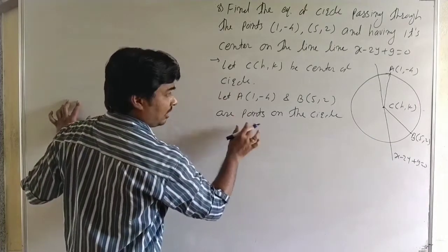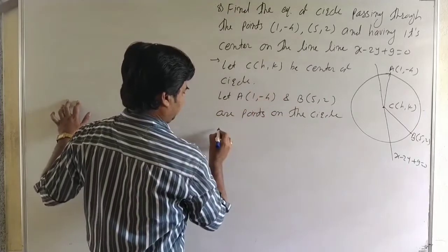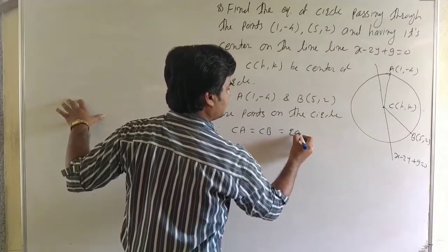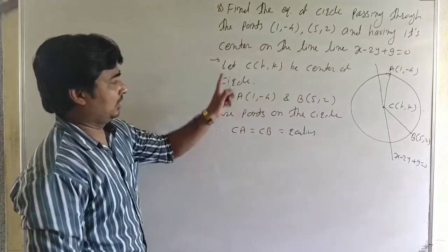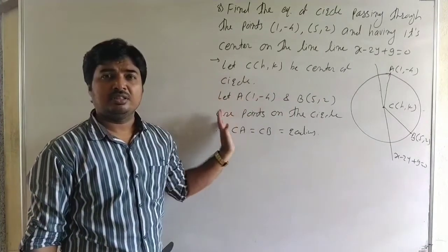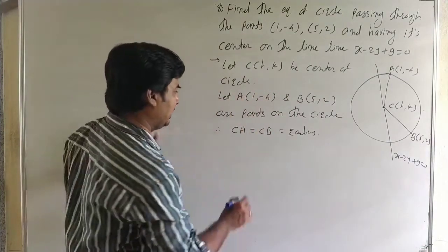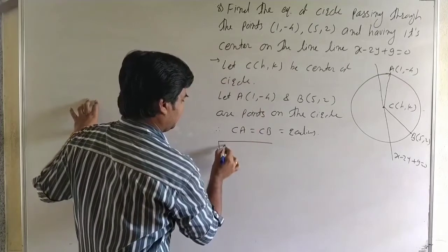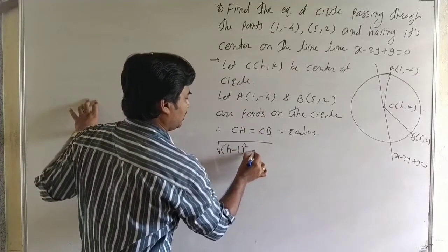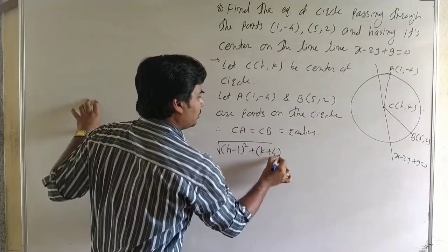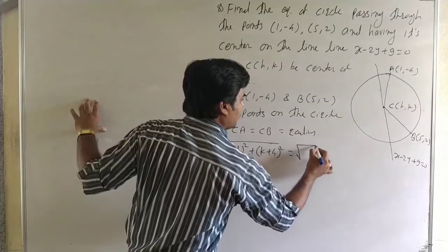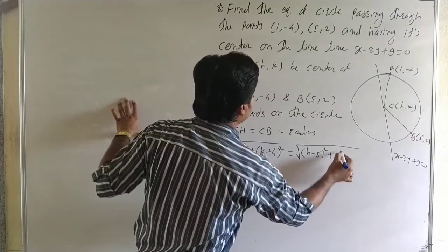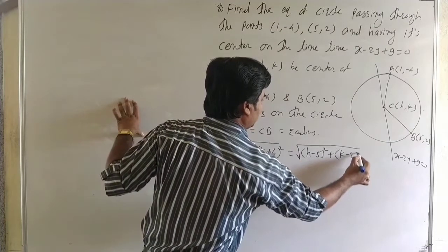Therefore, CA is equal to CB, that is the radius. Distance CA and distance CB are the same because they are the radius. So by distance formula we can write, under root, for CA: (h minus 1) whole square plus (k plus 4) whole square. It is the distance between C and A. And here CB: (h minus 5) whole square plus (k minus 2) whole square, by distance formula.